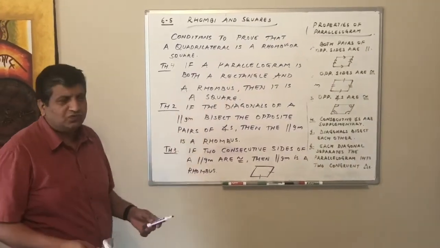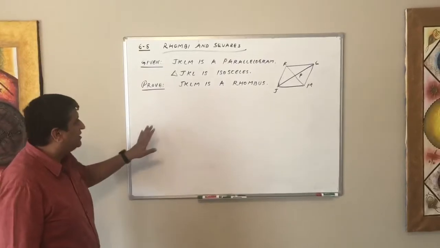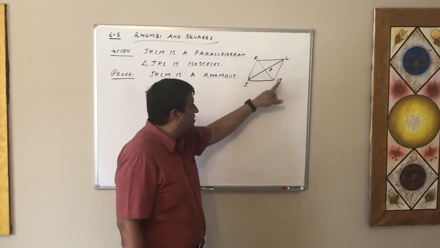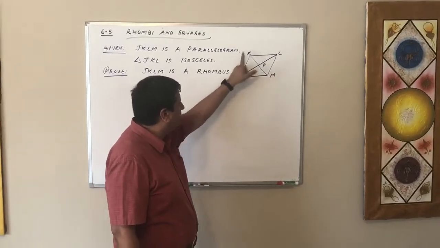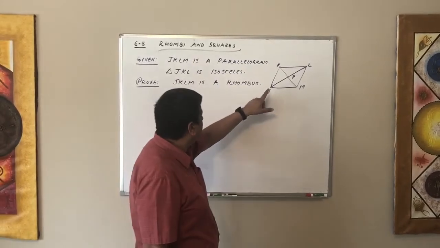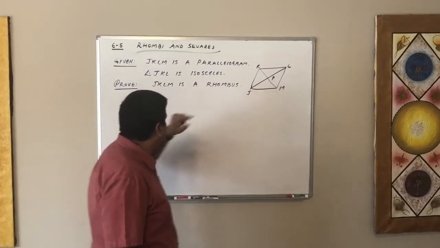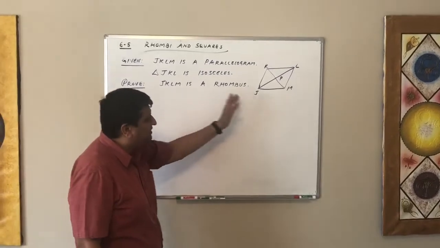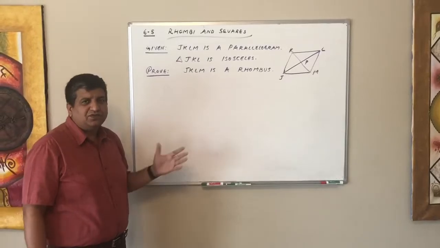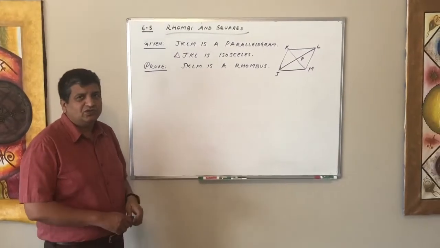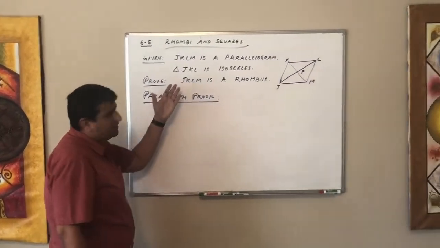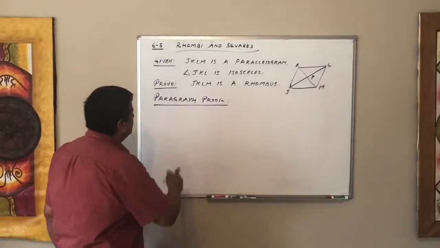rhombi or squares. Here is a paragraph proof on proving if a parallelogram is a rhombus or not. So we're given that JKLM is a parallelogram, and it's also given that triangle JKL is isosceles, and I need to prove that it's also a rhombus. So I'm going to write a paragraph proof, but if you don't like paragraph proofs, then you can also write a 2-column proof. So I'm going to start with the given statement. Always start with the given statements.